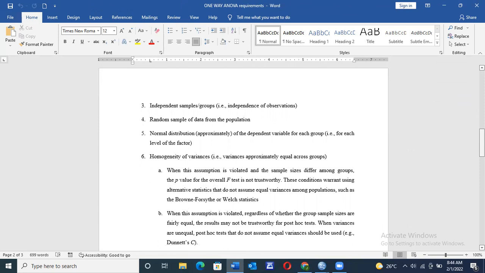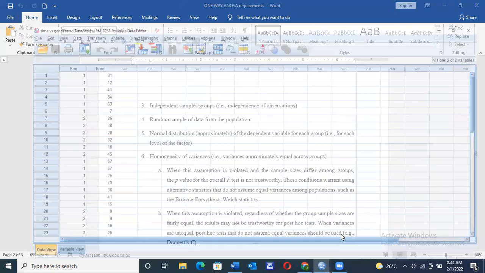Then the assumption of normality has to be there for each group of the dependent variable. And then the homogeneity of variance, meaning variance is approximately equal across groups. This is what we mean by the homogeneity.